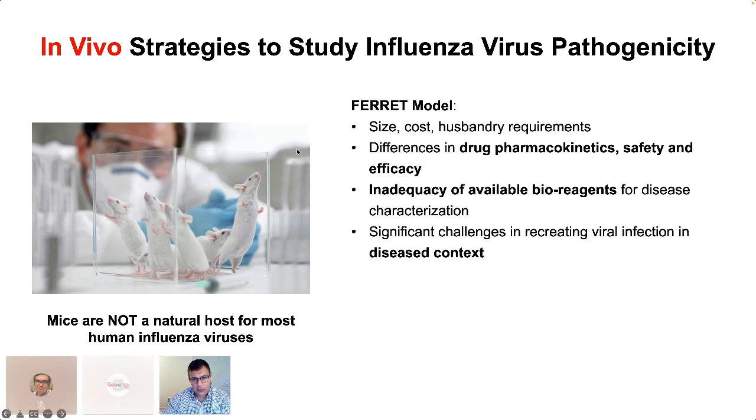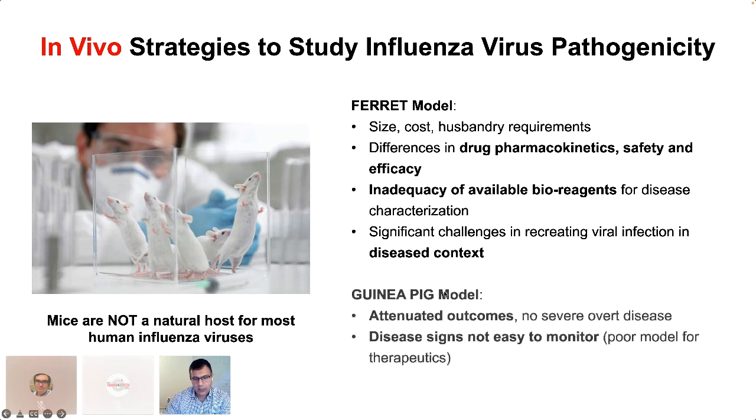Now, what are the next model systems that people use? It's not as common, but the ferret model is used. But the challenge with them is that the drug pharmacokinetics and safety are different than in humans. And plus, we don't have as many reagents to characterize the disease biology in ferrets compared to how people can do it in mice.